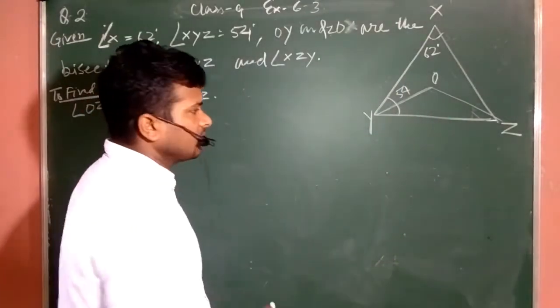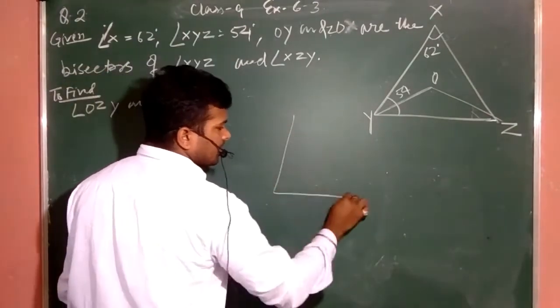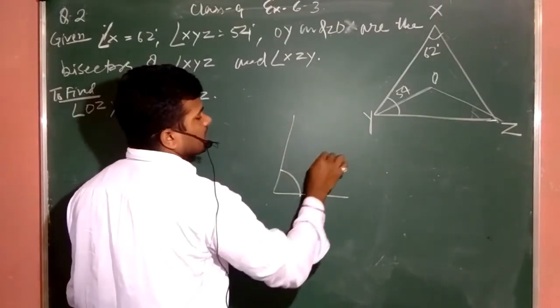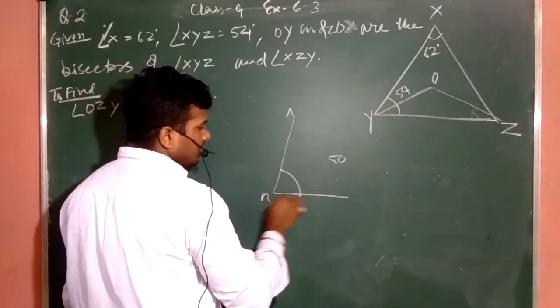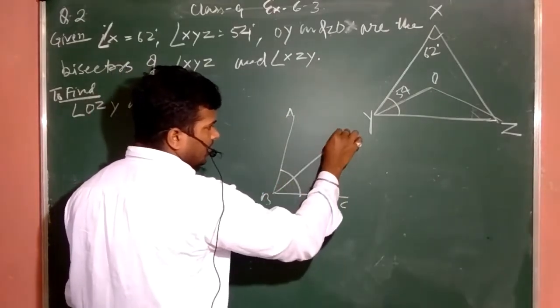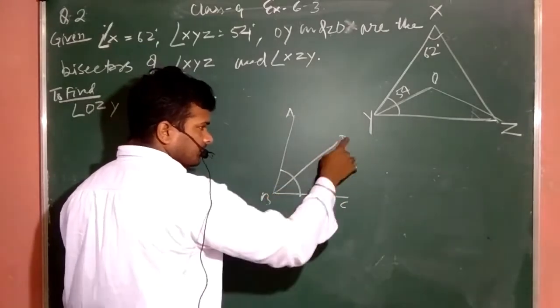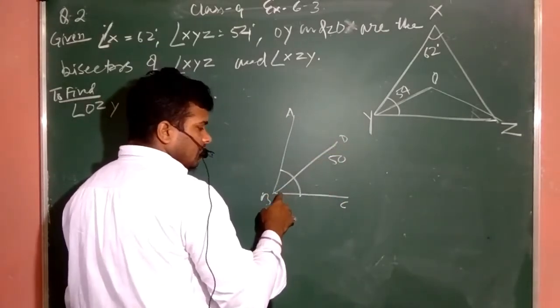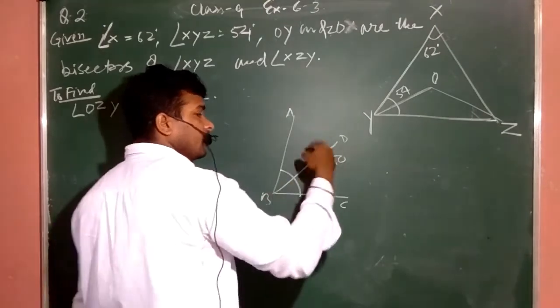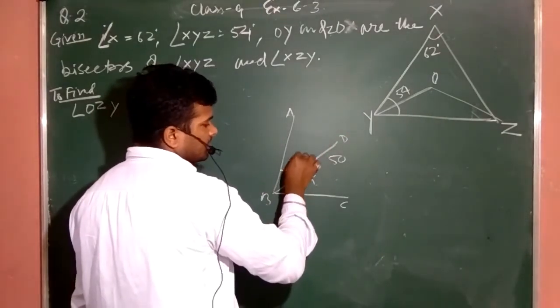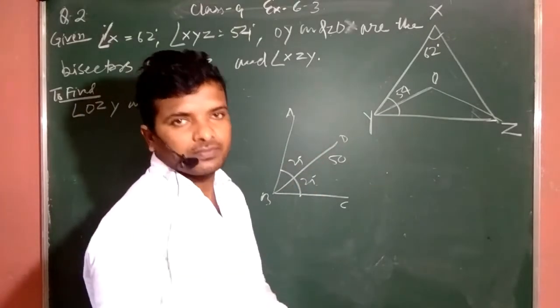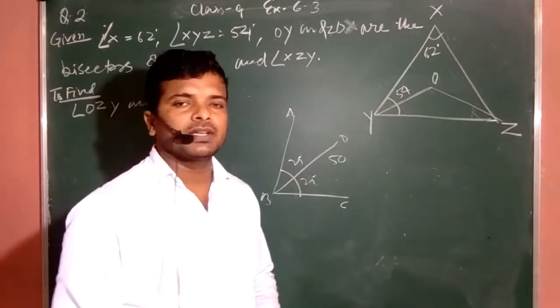What is the meaning of bisector? Suppose this is an angle of 50 degrees, A, B, C. If one new line is BD, and if BD is a bisector, that means this is 25 and this is 25. Okay, half. Bisector means it will divide the angle equally.